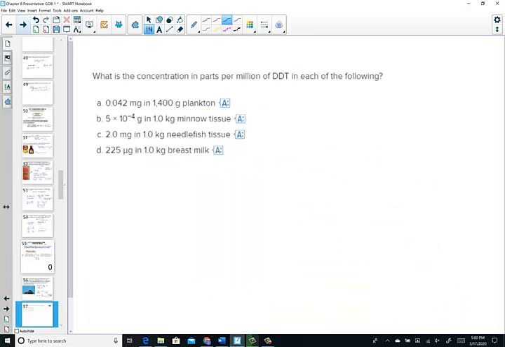Should you try some on your own with parts per million? Take a read through these problems, setting up your work. Remember that I'm looking for work shown as I'm looking through your note packs for credit. So pause the video, come back to me when you're ready to check.